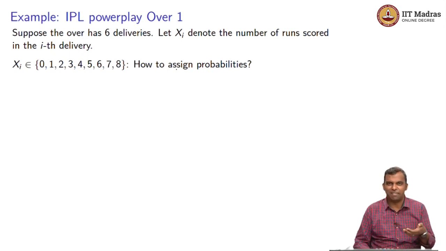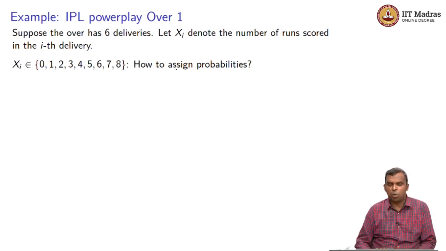Mostly the batsman is going to defend or something, right? So in the first ball, x1, it's very likely that 0 is the dominant number. In fact, you may even guess that 0 would be the most probable run that somebody scores off a delivery, right? In most cases, maybe it's 0. Okay, but a boundary can happen.